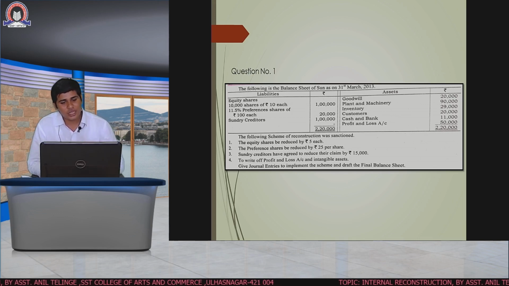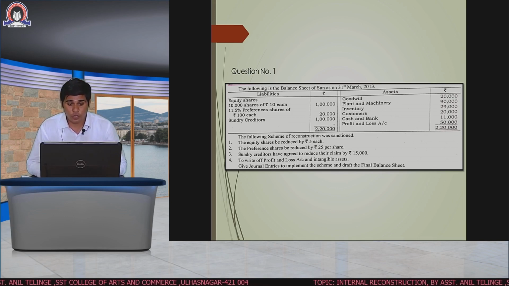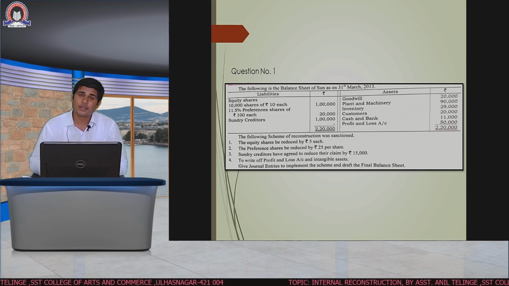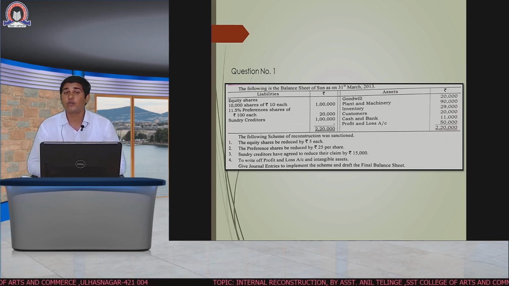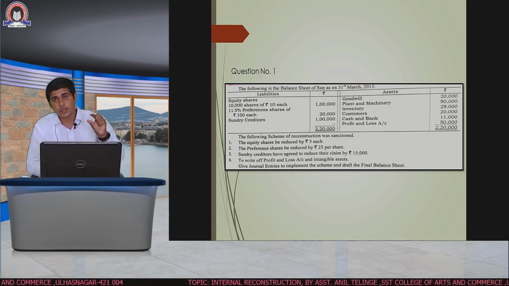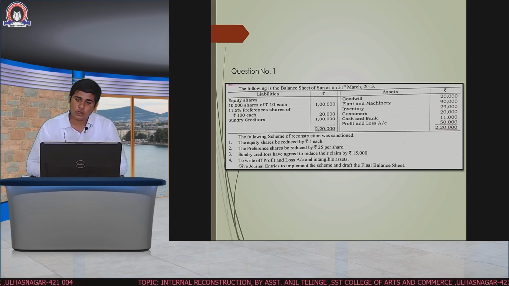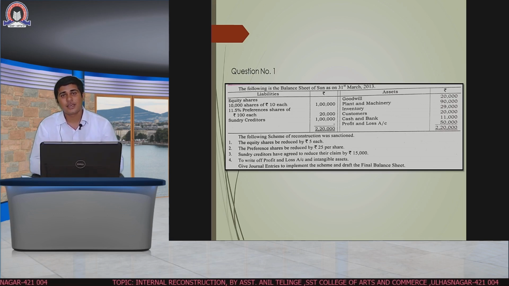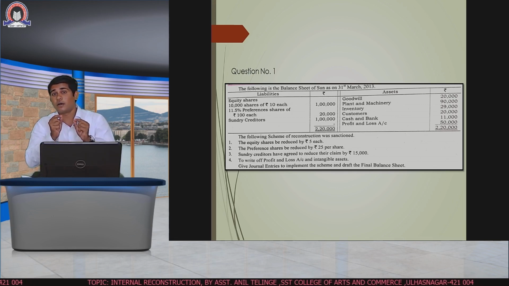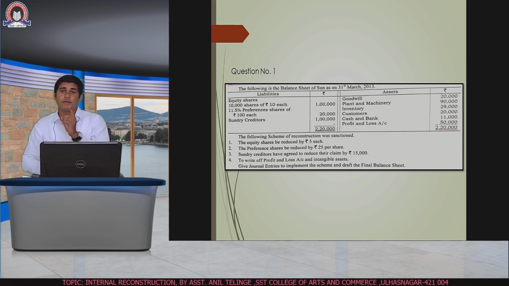Now the last entry: write off all profit and loss account and intangible assets. Dear student, the entry becomes capital reduction account debit to goodwill 20,000, to profit and loss account 50,000. So capital reduction 70,000 to goodwill 20,000, to profit and loss account 50,000. That's it. It is the end of all journal entries. Only one journal entry remains.